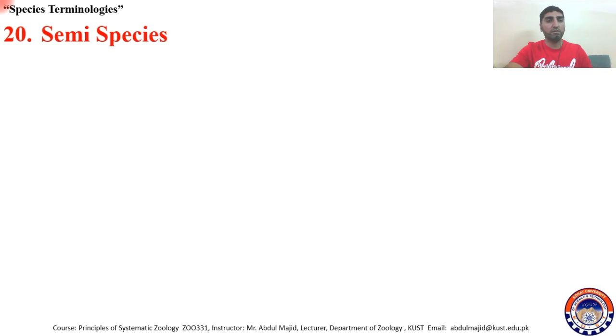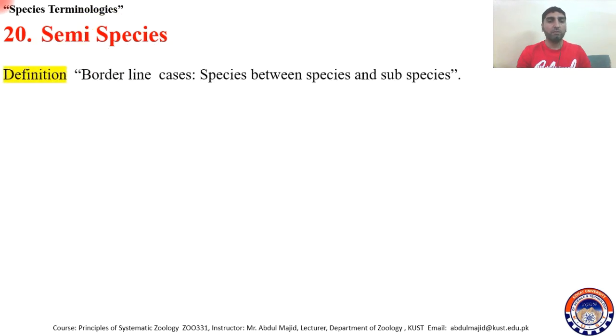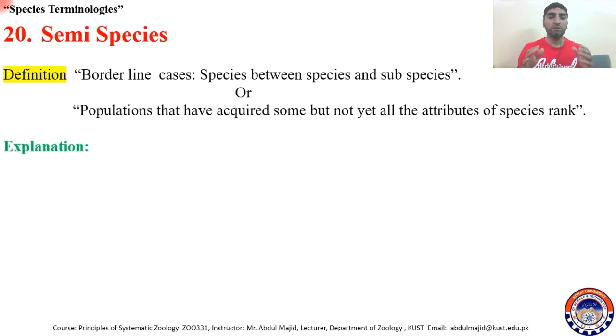We were discussing different species terminologies. So the next is semi-species. Borderline cases are called semi-species, meaning species between species and subspecies. So between these two boundaries, all those species which lie between the species and subspecies are known as semi-species, or you can say a population that has acquired some but not yet all the attributes of the species.